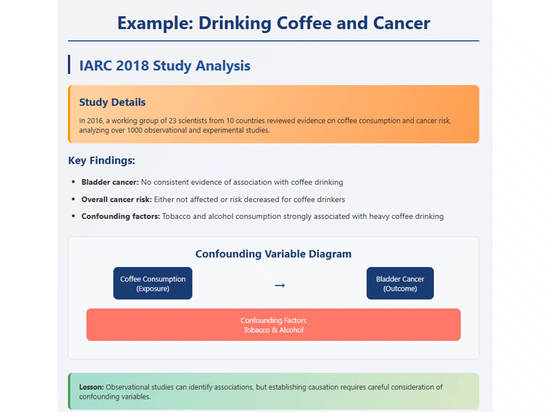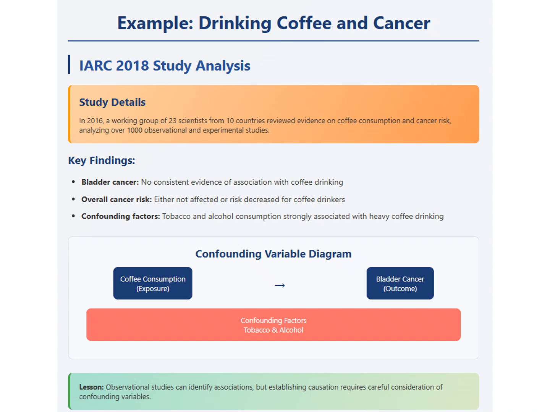For bladder cancer specifically, there was no consistent evidence that drinking coffee increased cancer risk. In fact, for most cancers, coffee drinkers either had the same risk as non-coffee drinkers or actually had a lower risk. But here's the interesting part, and this is where statistics becomes crucial. Early studies had suggested that coffee might increase bladder cancer risk. So what changed? Better statistical analysis that accounted for confounding variables.